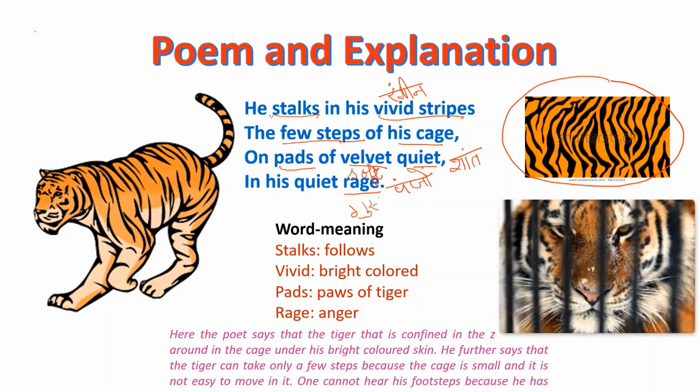इतना गुस्सा है टाइगर के अंदर, लेकिन वो क्या है? Inside the cage he is quiet. इतना हेल्पलेस है वो कि वो अपने गुस्से को कंट्रोल किए हुए छुपाए हुए है और वो क्वाइट है. और क्वाइटली वो he moves in the cage just a few steps with his velvety pads quietly, and he takes just a few steps because there is so little space in the cage to move for a tiger.